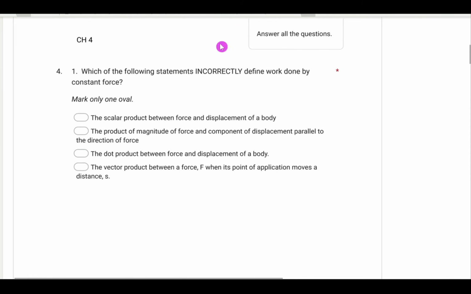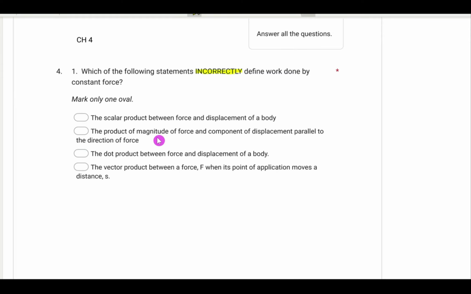Okay, kita mulakan dulu dengan soalan yang pertama. Alright, so now let's read the question first. Which of the following statements incorrectly define work done by constant force? Incorrectly define work done by the constant force. Basically this is about definition or concept of work. So let's read the first answer. So here, the scalar product between force and displacement of a body. Yes, work is the scalar product. So number 1 is correct.